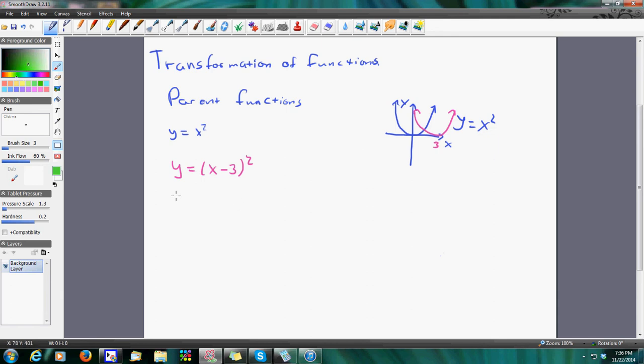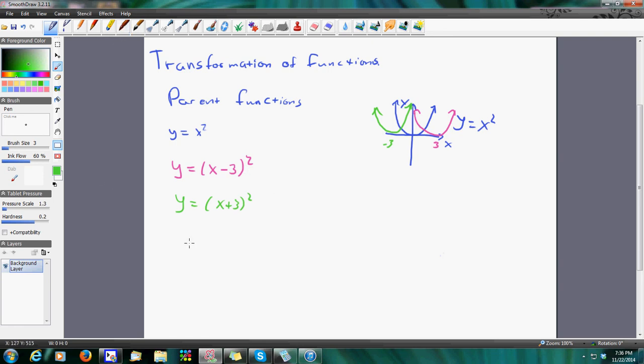If I wanted to shift it over 3 units to the left, I would do this, and that would move it 3 units to the left. And that's because negative 3 plus 3 equals 0. So we have adding, subtracting, up and down, left and right.